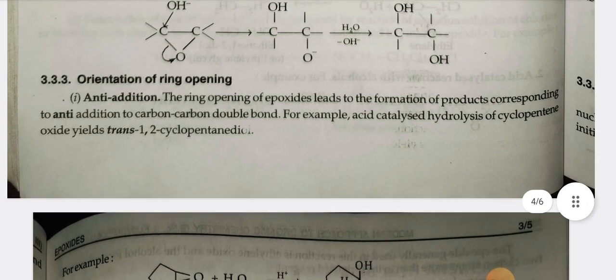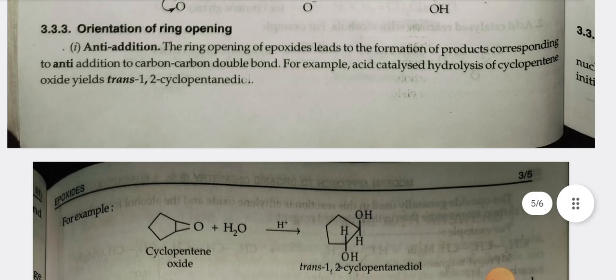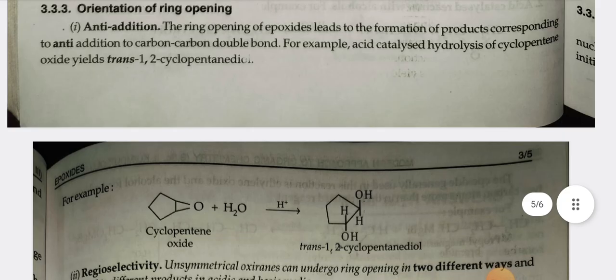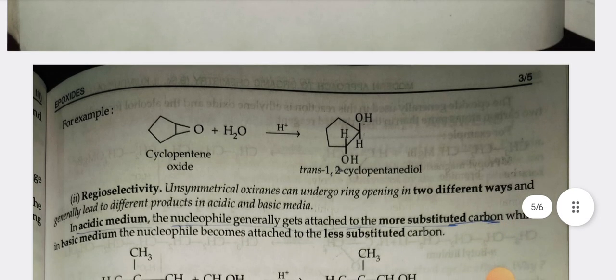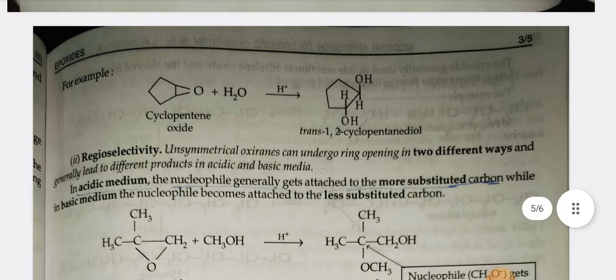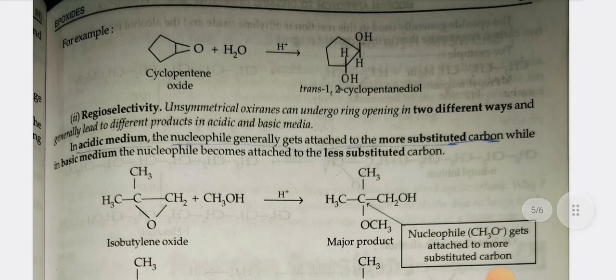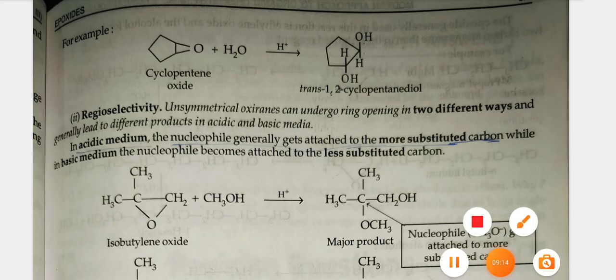Orientation of ring opening. First, anti-addition. The ring opening of epoxide leads to the formation of products corresponding to anti-addition to the carbon-carbon double bond. For example, acid catalyzed hydrolysis of cyclopentene oxide yields trans-1,2-cyclopentanediol. Cyclopentene oxide, plus H2O, H positive will give trans-1,2-cyclopentanediol.